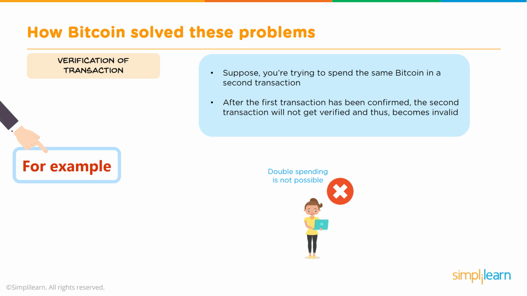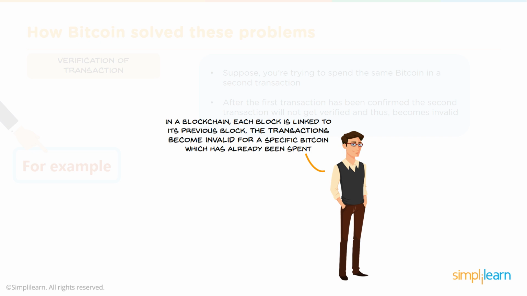This will happen because after the first transaction has been confirmed, your balance will be verified in the second transaction and your address identity will be validated. If you're trying to spend more than the balance you have, the miners, the validators of the blockchain network, will discard that particular transaction and will not add it to the main blockchain network. Thereby, double spending becomes as good as impossible. In a blockchain, each block is linked to its previous block. The transactions become invalid for a specific Bitcoin which has already been spent. So you can't spend a Bitcoin which you have already spent.